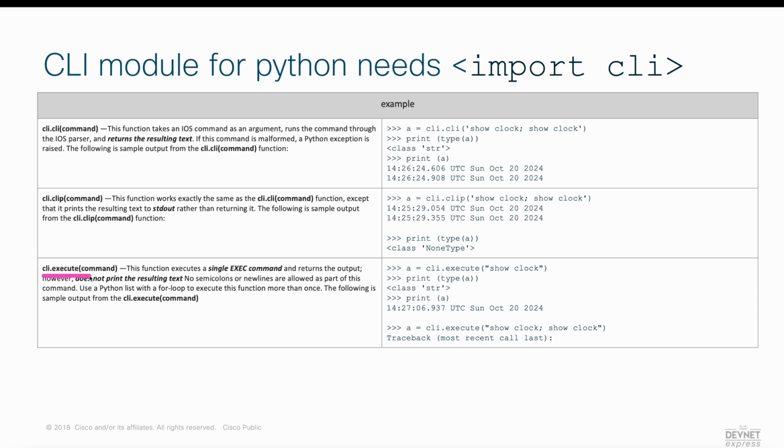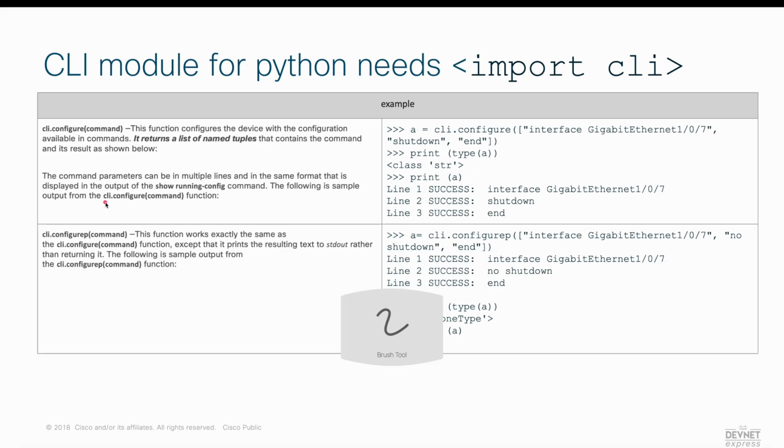And there is also cli.execute. Also, it does not print the result text. And there is the command cli.configure. As its name says, it configures, like configure mode. As you see, it returns a list of named tuples. Using a comma, we can put many command lines. It also returns a string. Very simple.